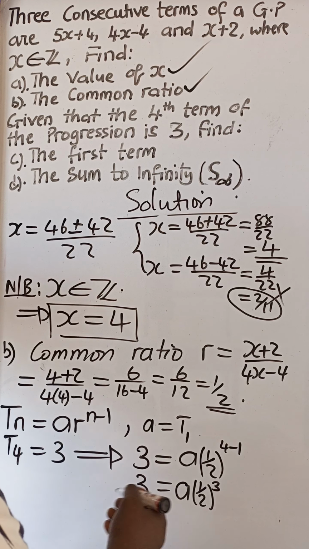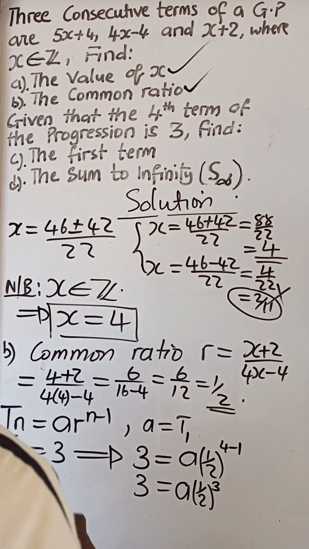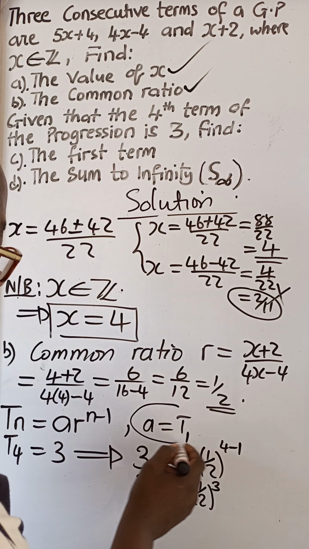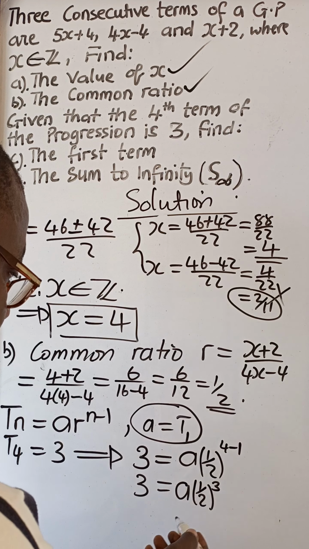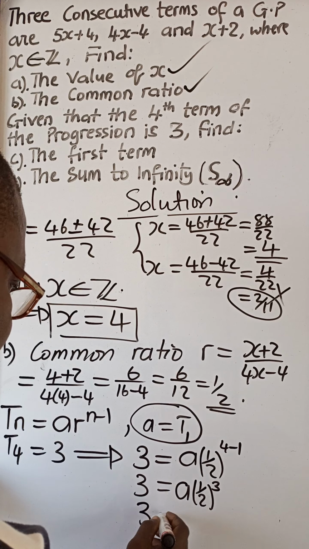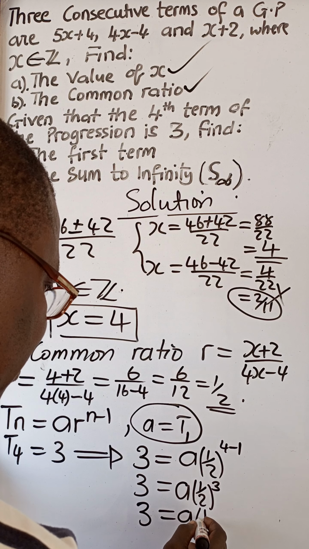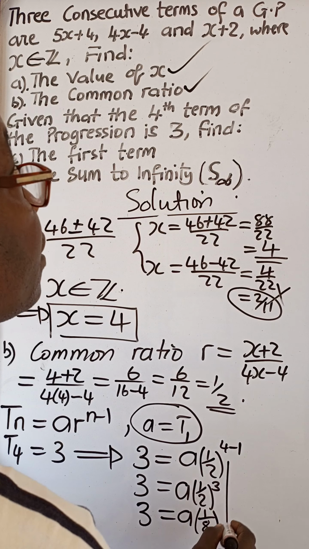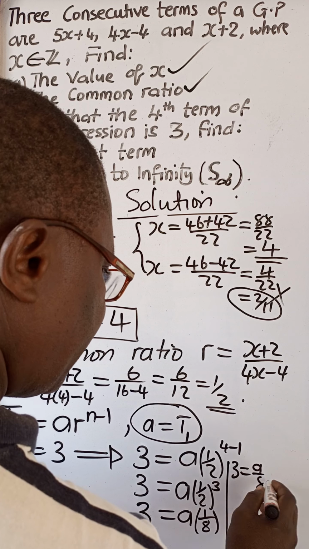This expression here will help us calculate the first term. The only unknown is our first term. So when we get a, it means we have gotten the first term. What is a half raised to the power 3? So we are saying 3 is equal to a into 1 to the power 3 is 1, 2 to the power 3 is 8. This is the same thing as saying 3 is equal to a all over 8.